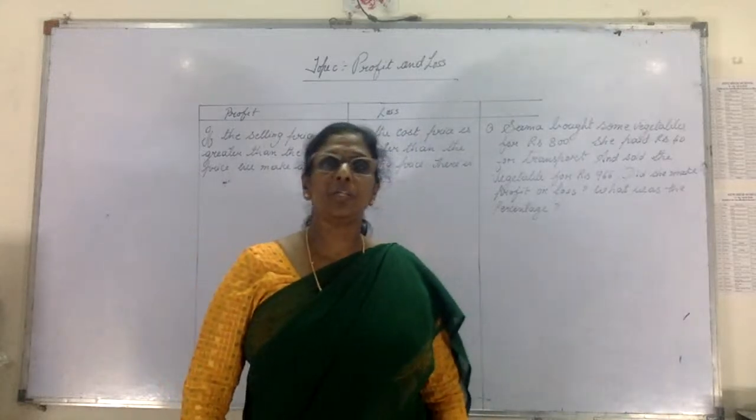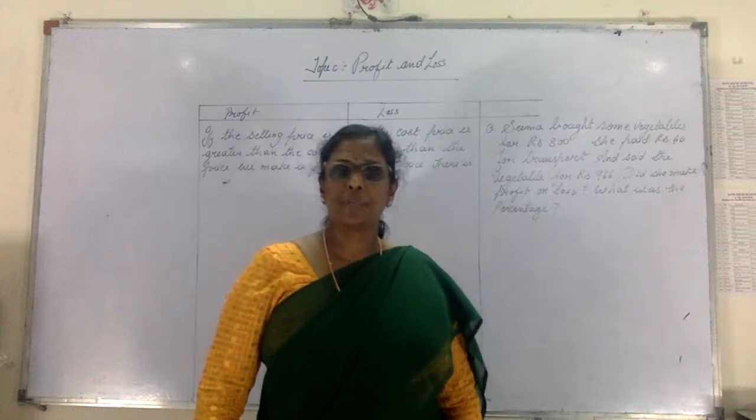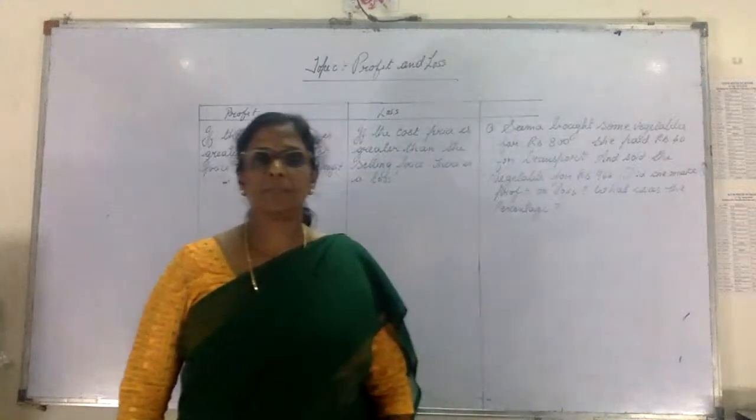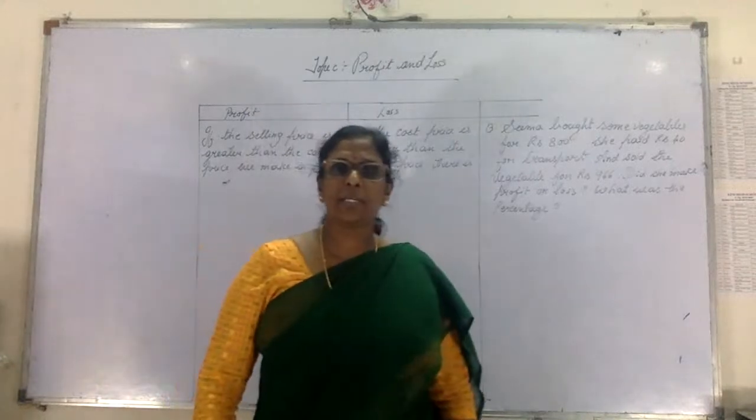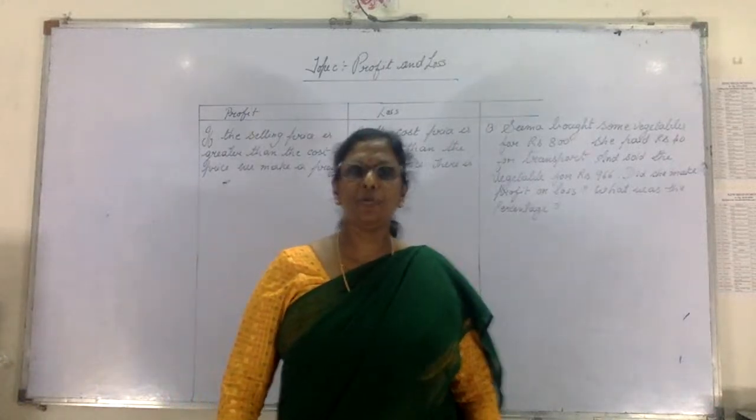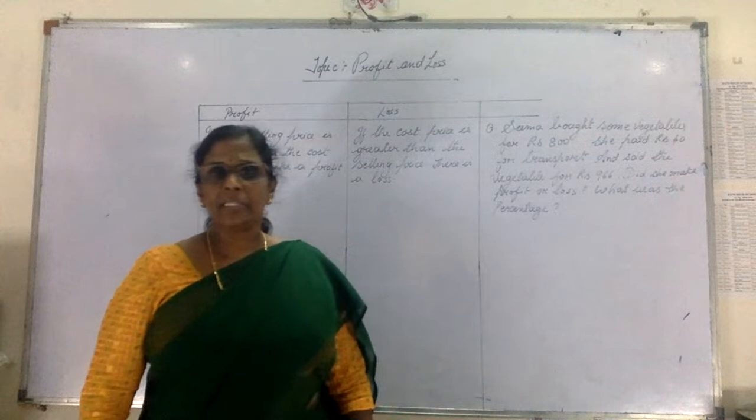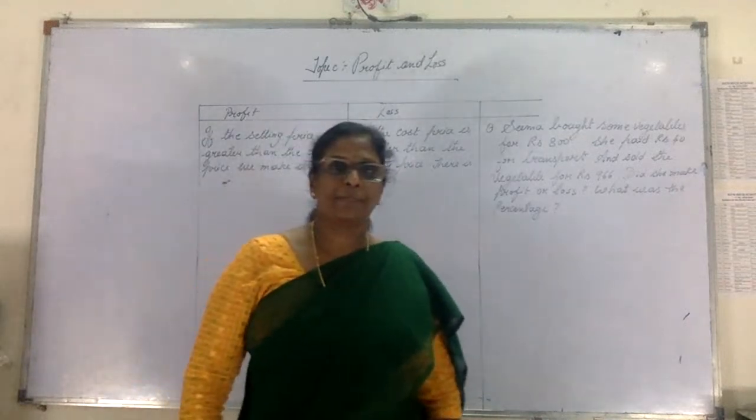How many of you do marketing and shopping for your parents? When we go to buy something, we pay money. The amount we pay and get the things for is called cost price.